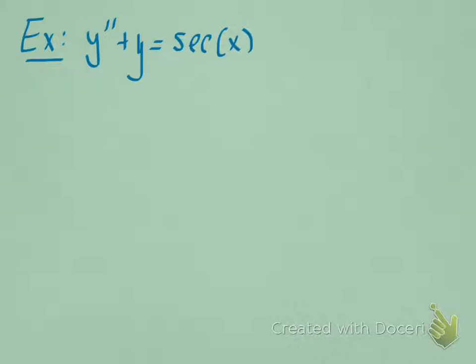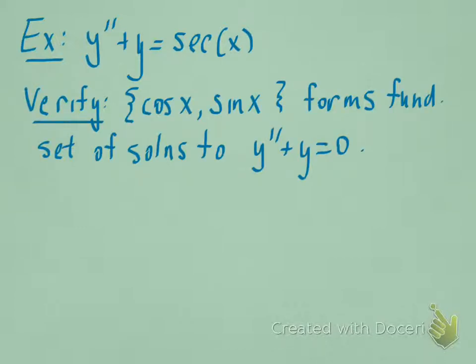So here's a perfectly good non-homogeneous second order linear differential equation, y double prime plus y equals secant of x. And I would like you to verify that cosine x and sine x form a fundamental set of solutions to y double prime plus y equals 0. So you need to check they are both solutions, and you need to check that they are linearly independent.